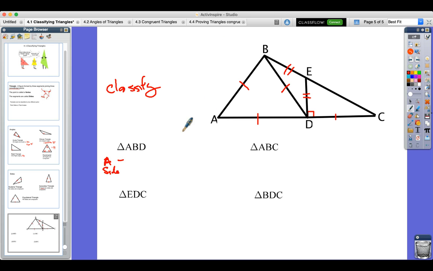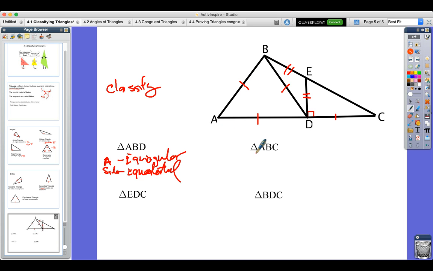So look at this first one, triangle ABC. By their angle, what kind of triangle is this? Well, let's start with the sides. Actually, the sides are easier. Since this side, this side, and this side are all the same, that's an equilateral triangle. And by their angle, since they're equilateral, all equilateral triangles are also equiangular. The next one, ABC, this big triangle right here.